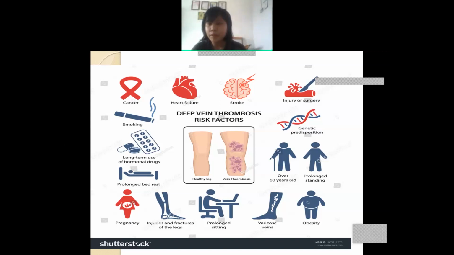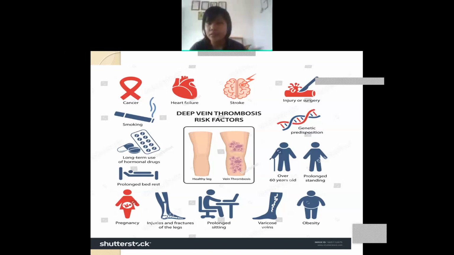Next is prolonged bed rest, prolonged sitting, prolonged standing. If a person lies down, or sits, or stands for too long, they will be at risk of having this deep vein thrombosis. So that's why the person should change his or her position frequently, time to time.